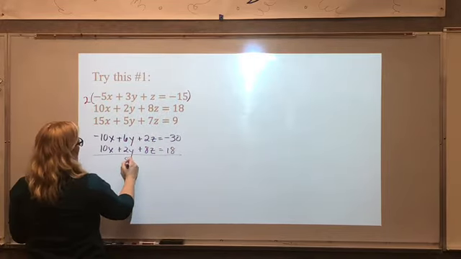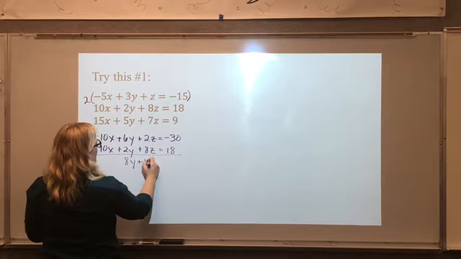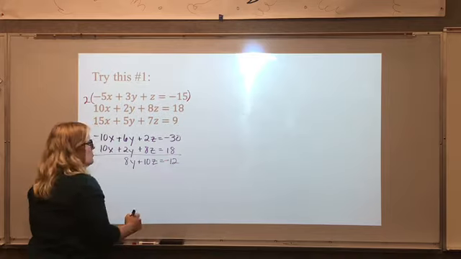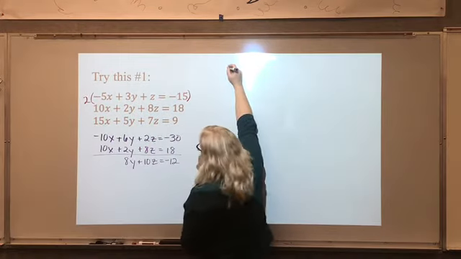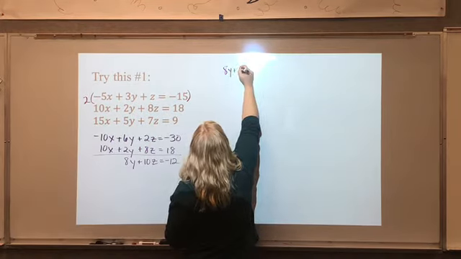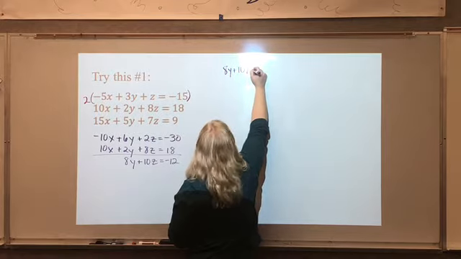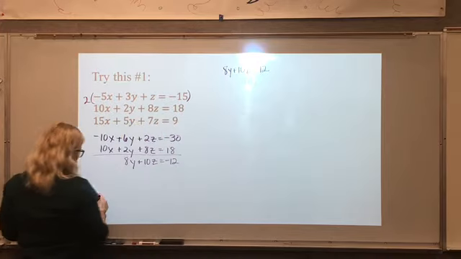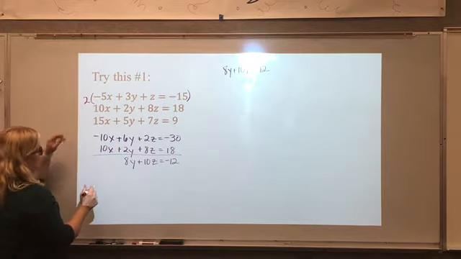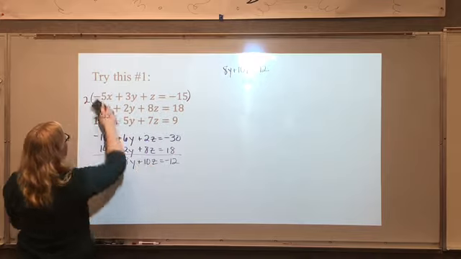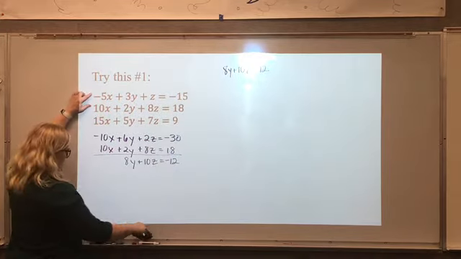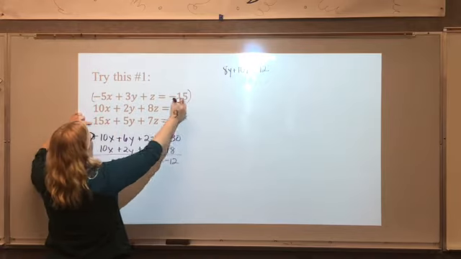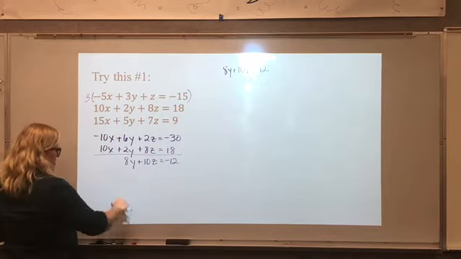Okay, so I've got 8y plus 10z equals negative 12. So there is one of my equations. So 8y plus 10z equals negative 12. All right, then I also can use this top one with the bottom one, and my x's will cancel out if I multiply the top by 3.